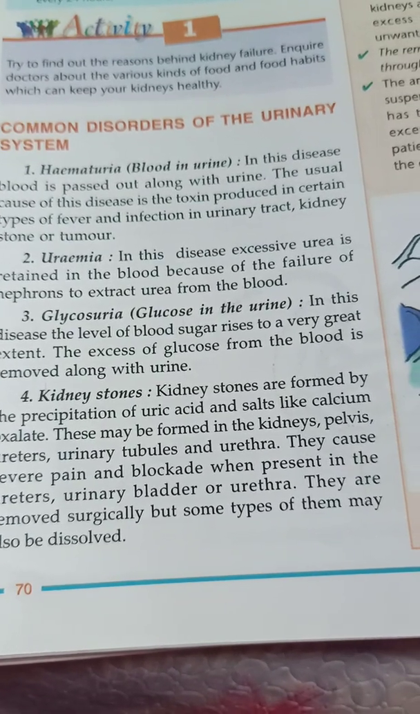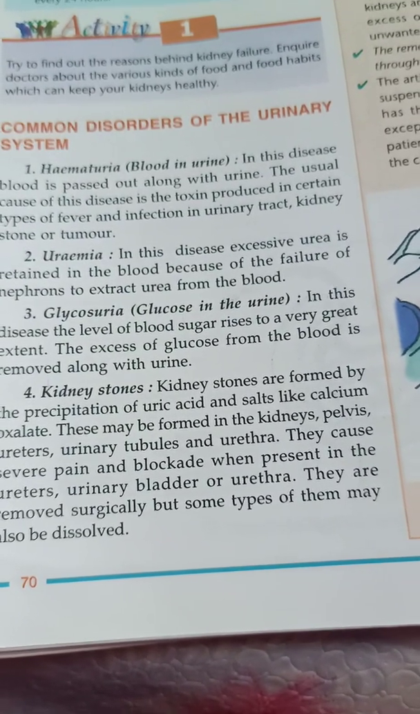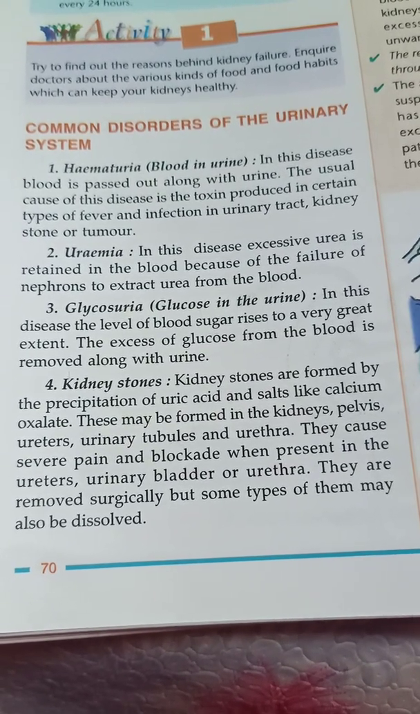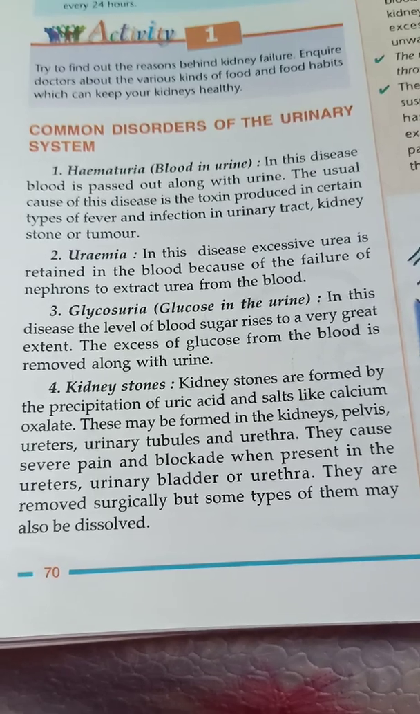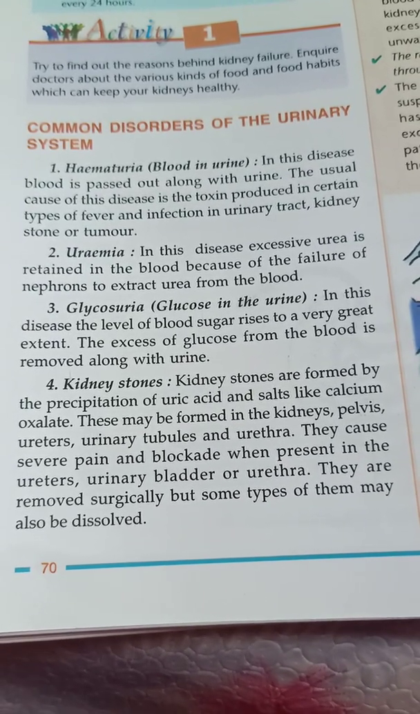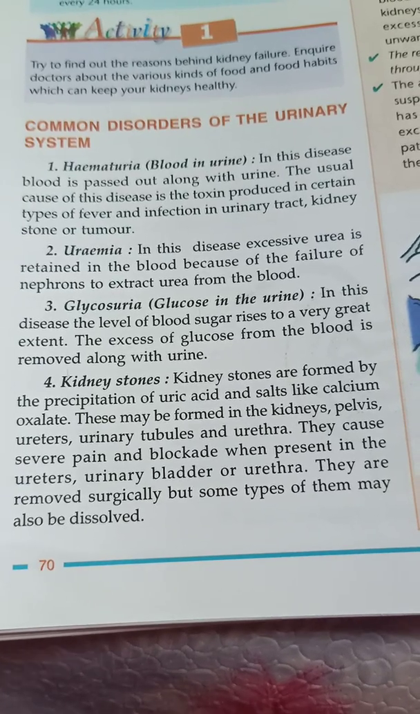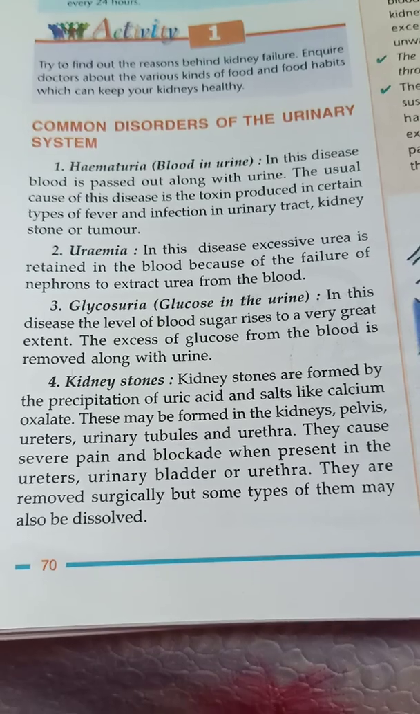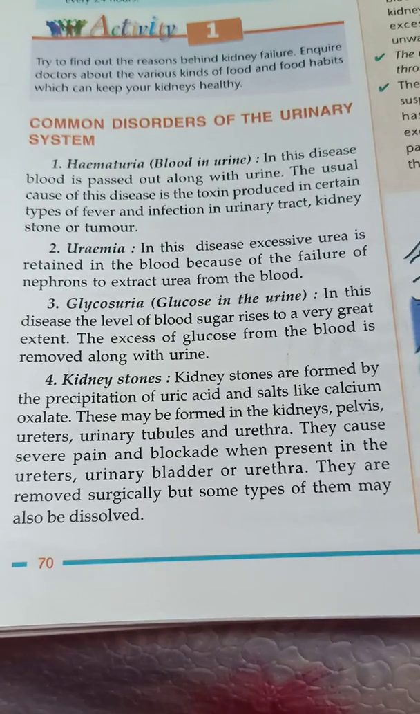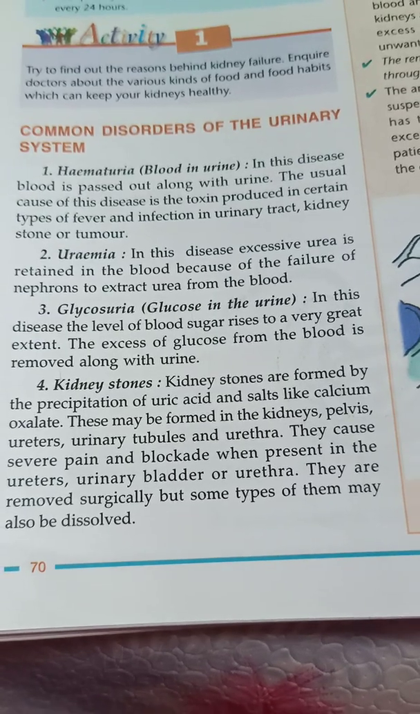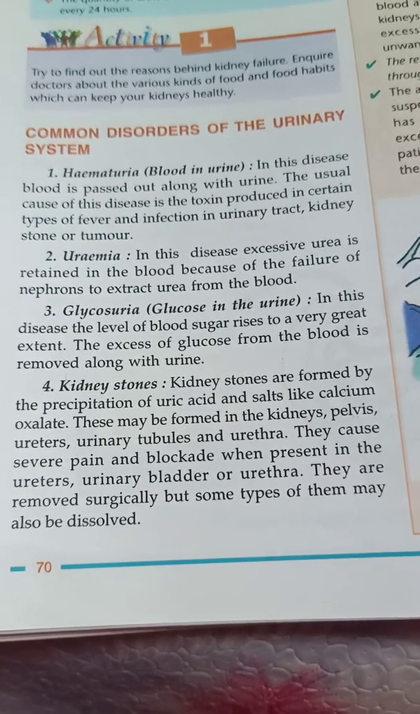Then the fourth one is kidney stones. Kidney stones are formed by the precipitation of uric acids and salts like calcium oxalate. These may be formed in the kidneys, pelvis, ureters, urinary tubules, and urethra. They cause severe pain and blockade when present in the ureters, urinary bladder, or urethra.